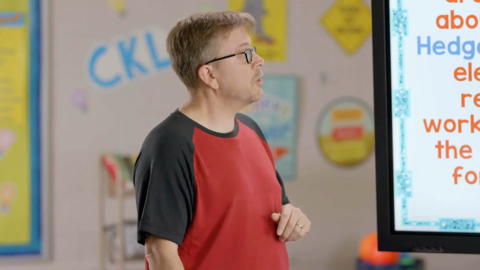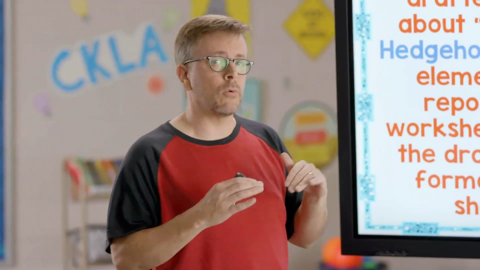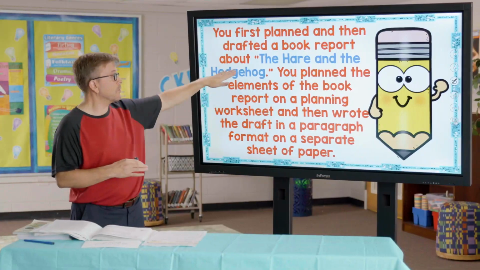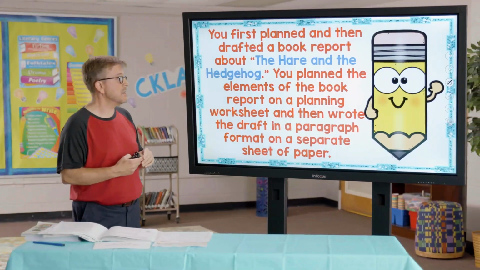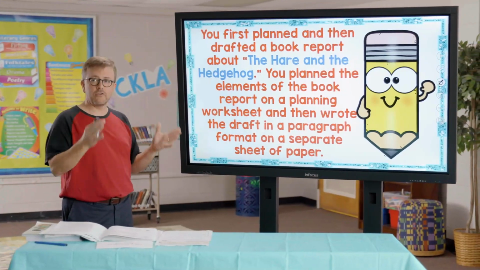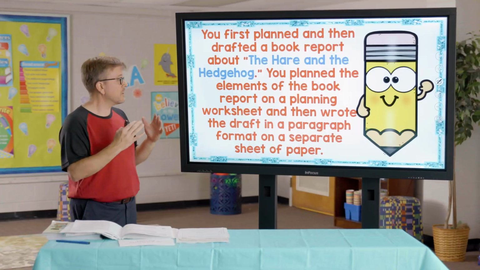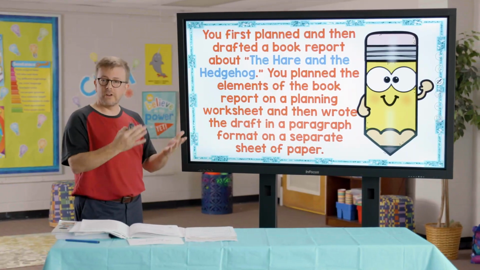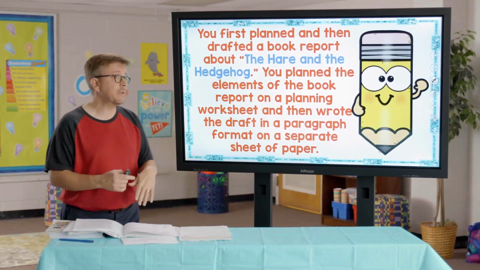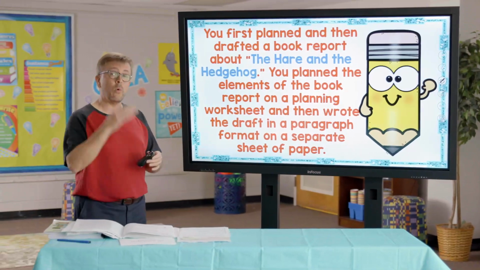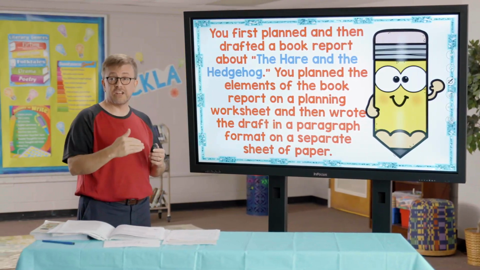So you first planned and then drafted a book report. We're working on that narrative book report, and we're going over that hare and the hedgehog story from the last few lessons. And you've planned the elements on the sheet that you have: the beginning, middle, and end. You have the characters, you have the setting. And so we're going to take that information, and you wrote it on your draft sheet. And that draft sheet was 12.1. I have a copy here too. And on 12.1, it gave you some sentence starters, and then you finished it out.